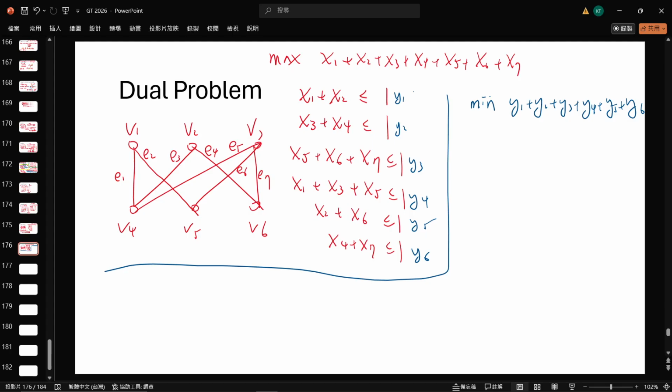And observe that the reason we have this constraint is that for every vertex, we have to make sure that at most one of its incident edges is chosen. So it's like we create one dual variable for every vertex. I'm going to write down y1, y2, y3. I'm going to write out these dual variables alongside the vertices.